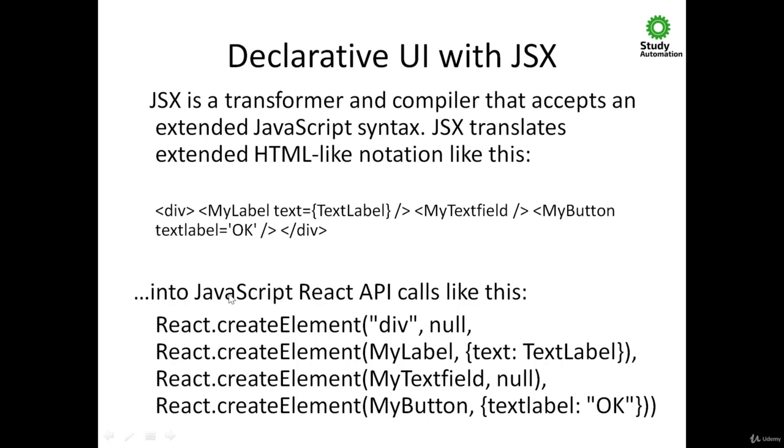Now once we compile, we get JavaScript React API calls like this. For each element it will create a React element: the div React element, my label, and then this one is the attribute, text field, my button. These things will be appended to the actual real DOM.